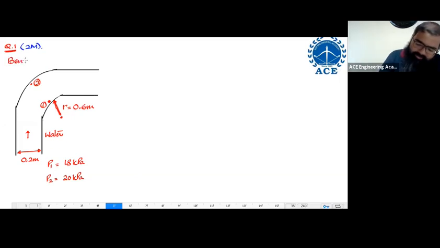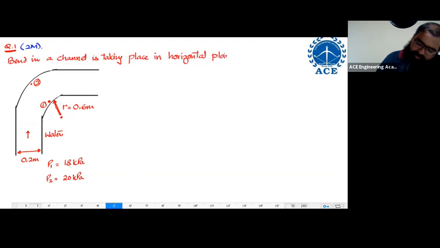This entire bend in a channel is taking place in a horizontal plane. The reason for mentioning horizontal plane is it basically means Z throughout over here is remaining constant. Water is flowing in this direction. It is moving like this and coming out.